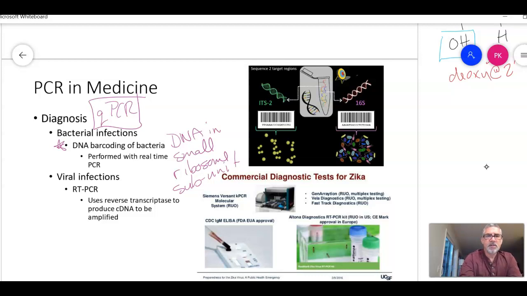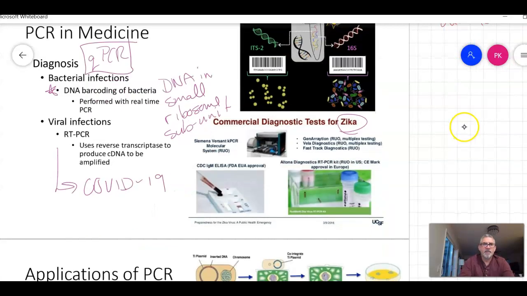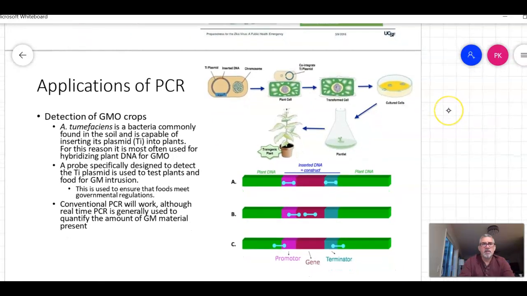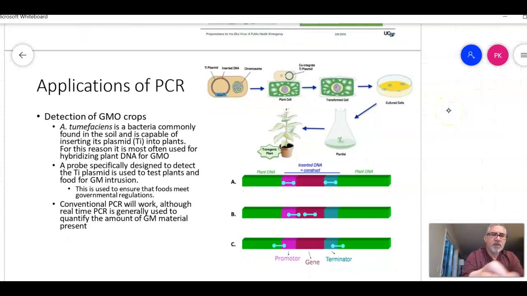And then viral infections, we can use RT-PCR. Zika, right? There's commercial tests available for Zika. And then we know that COVID is performed by RT-PCR followed by the qPCR again, right? So we already talked about that the other day. We can use it for testing in GMOs, right? Remember, for GMOs, we used our multiplex. We had a fantastic GMO lab we would have done by now doing PCR, but we're not in school right now, so we didn't get to do it.